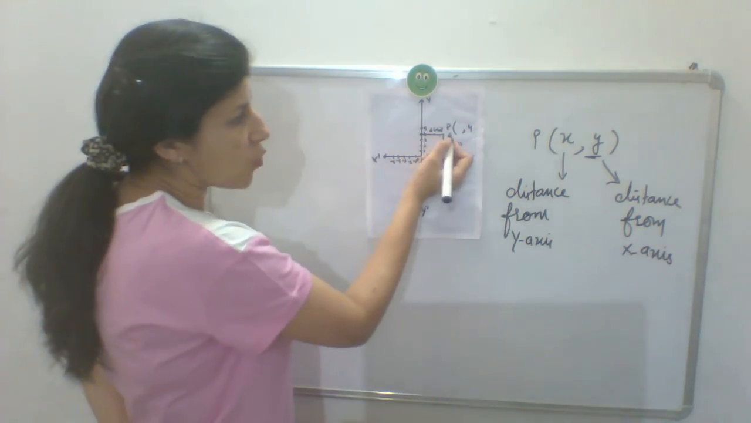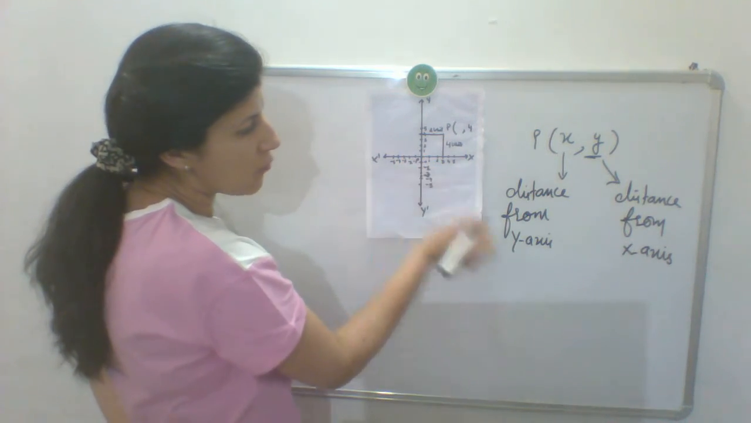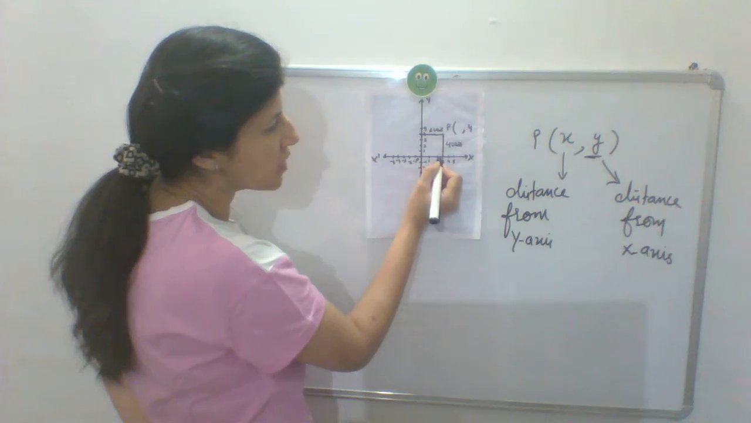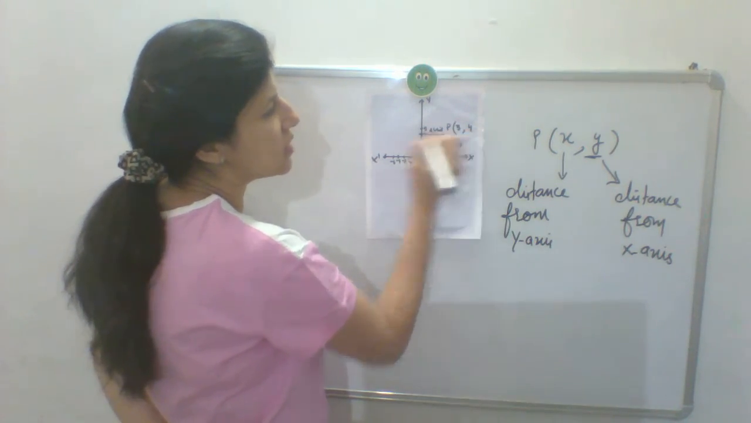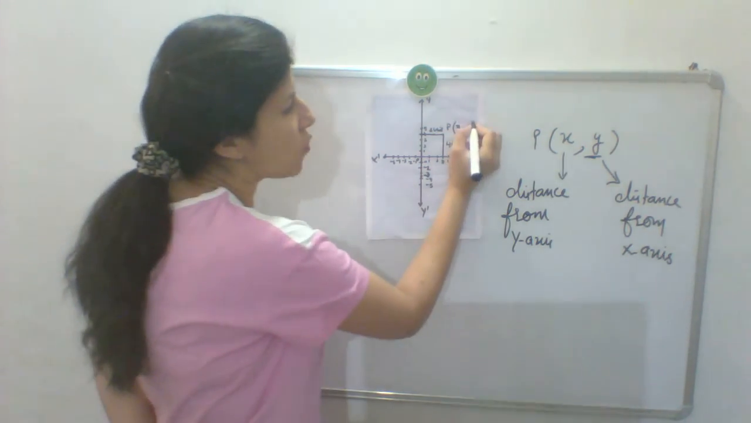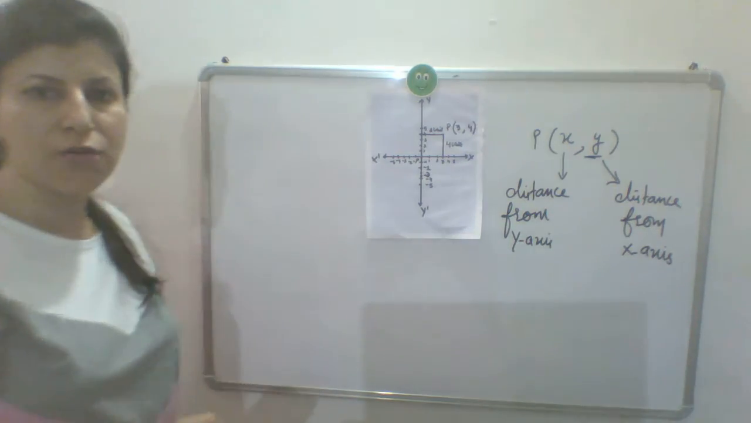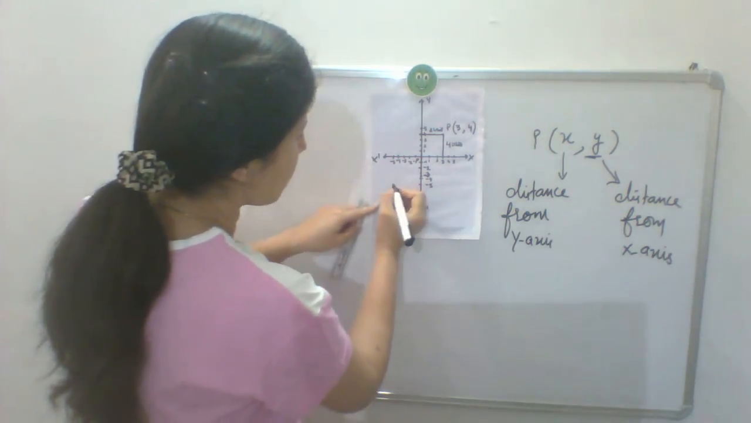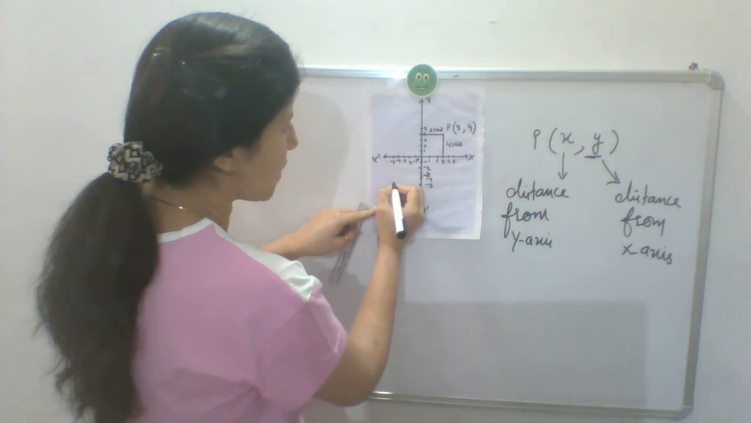और x कोऑर्डिनेट क्या होता है, डिस्टेंस फ्रॉम y axis। परपेंडिकुलर डिस्टेंस फ्रॉम y axis यहाँ पे कितना था, 1, 2 और 3 यूनिट्स। तो ये कितना हो गया, 3। Is it clear? तो P के कोऑर्डिनेट्स क्या बन गए, 3,4। Now let's take another example.